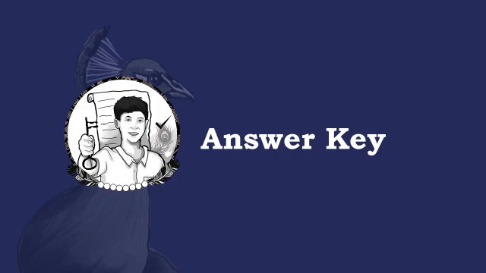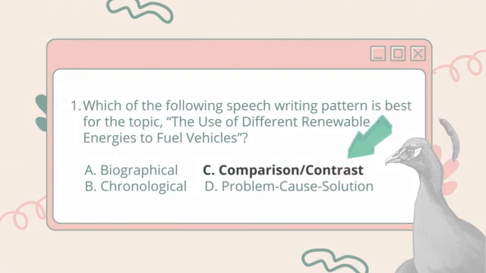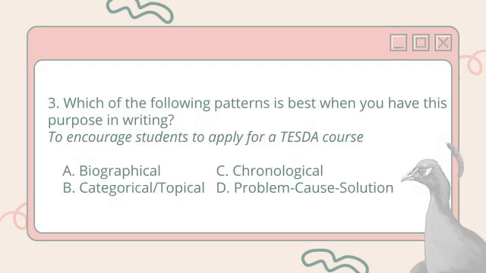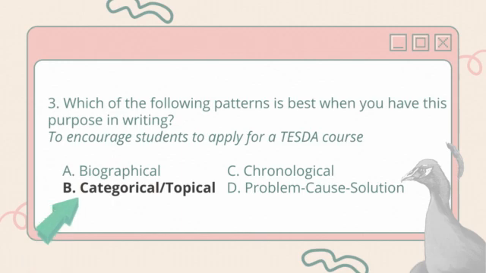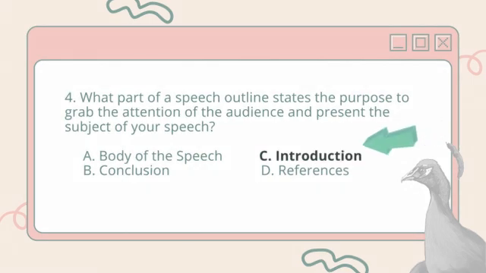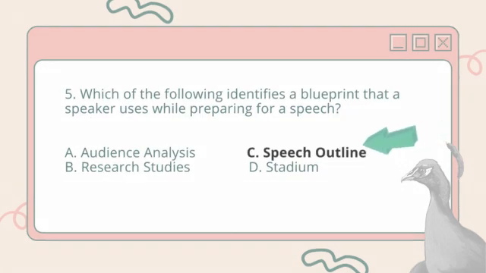Are you done answering? Let us check your answers. For number 1, the answer is letter C, comparison contrast. For number 2, letter A, do-it-yourself Chaolong. For number 3, the answer is letter B, categorical topical. For number 4, the answer is letter C, introduction. And for number 5, the answer is letter C, speech outline.